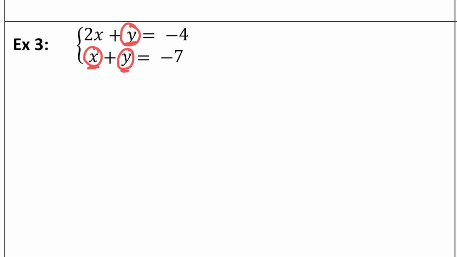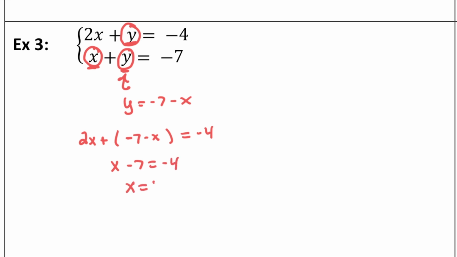You get to pick. Now, what I'm going to choose to do is solve for the y in the expression x plus y equals -7. So when I do that, y equals -7 minus x. Now I have y by itself from the first equation. Go back to the second. 2x plus, we're going to replace the y value with -7 minus x, and that must equal -4. Combine like terms. x minus 7 is -4. x is 3.